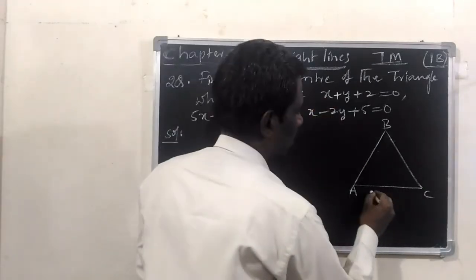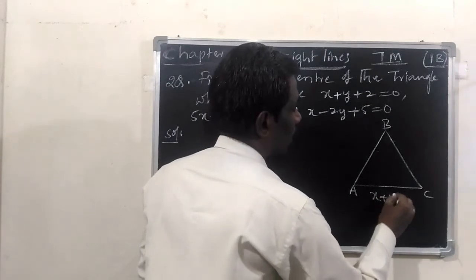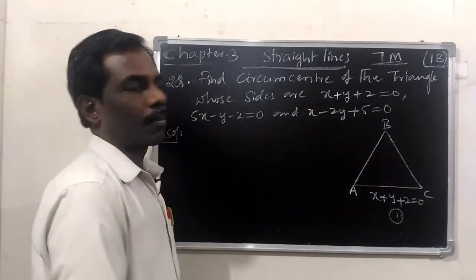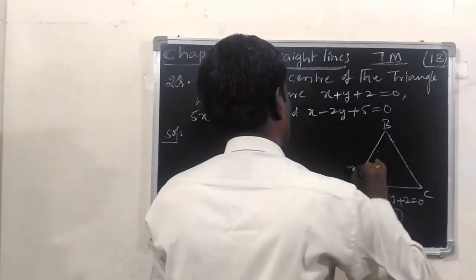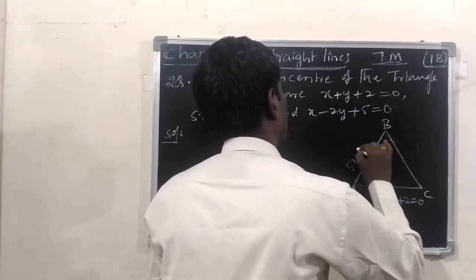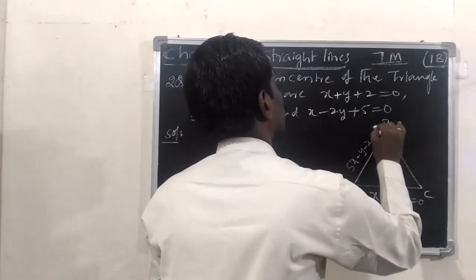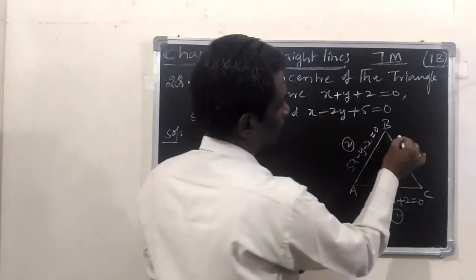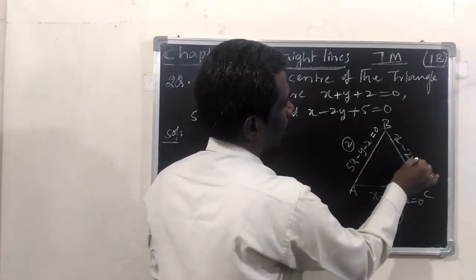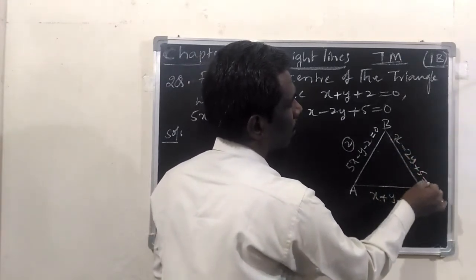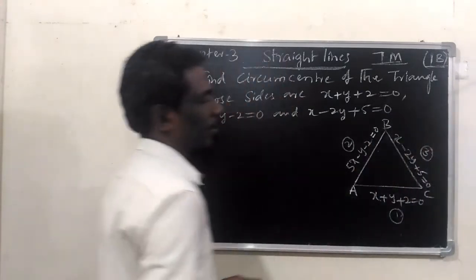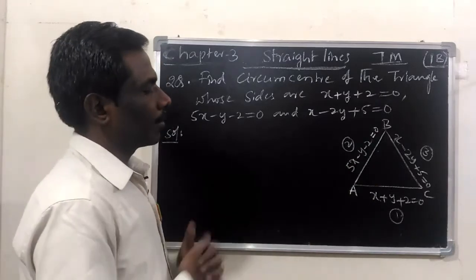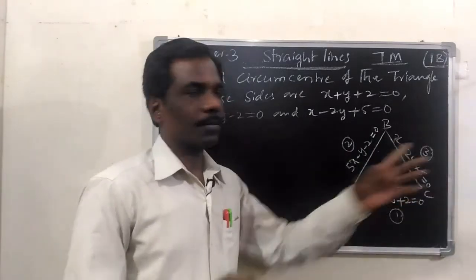Write the first equation here: x plus y plus 2 equal to 0. This is the first equation. And write the second equation here: 5x minus y minus 2 equal to 0. This is the second equation. And the third equation is x minus 2y plus 5 equal to 0. They gave 3 sides of the triangle, so first we find these 3 vertices.